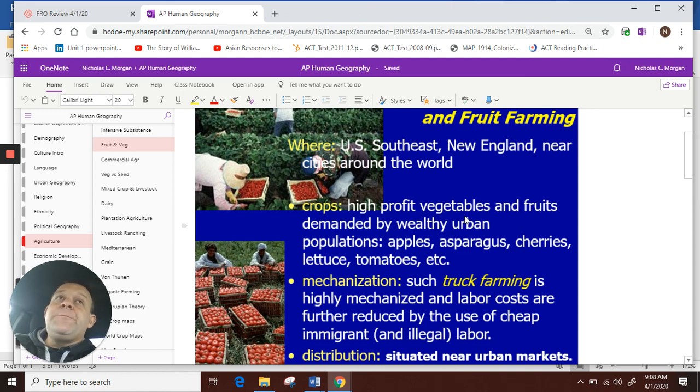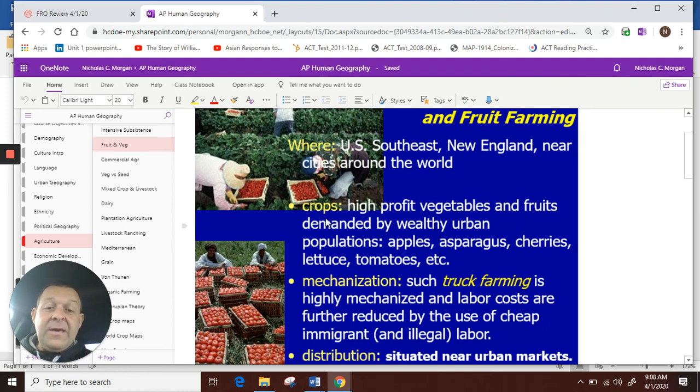I know people who spend $250,000 a year in Granger County to set out their crops of tomatoes. Now, their hope is they make that money back and more, but it is expensive to get into, but there is a way to make some big profits because these crops are in high demand. So they're high profit vegetables and fruits.